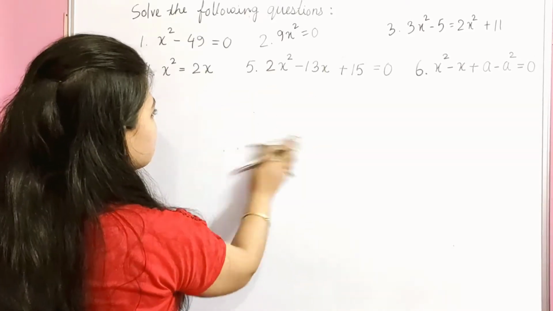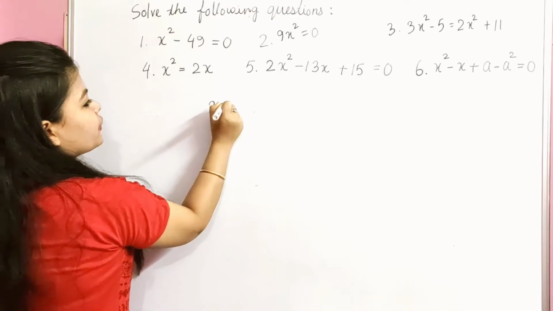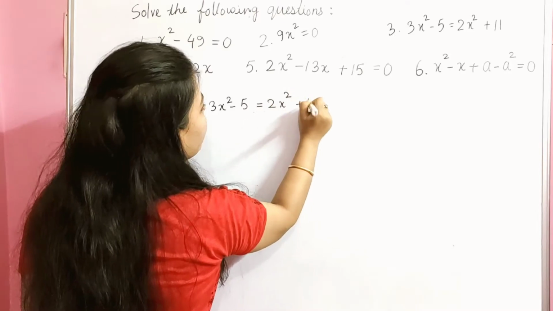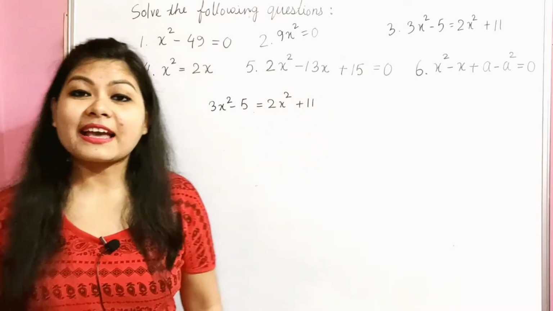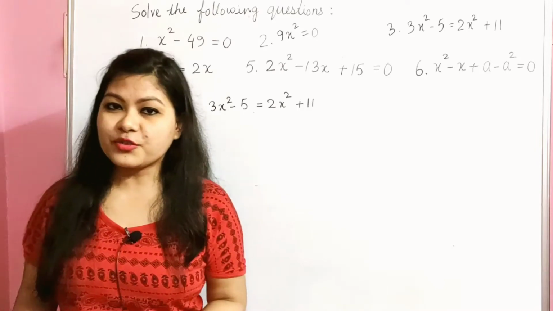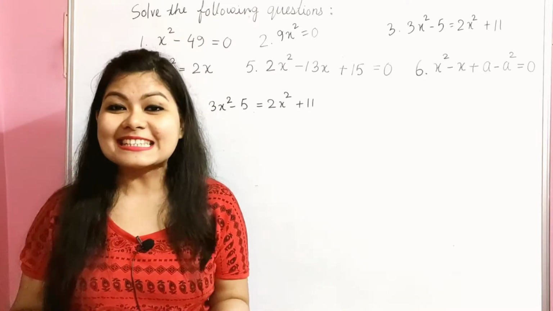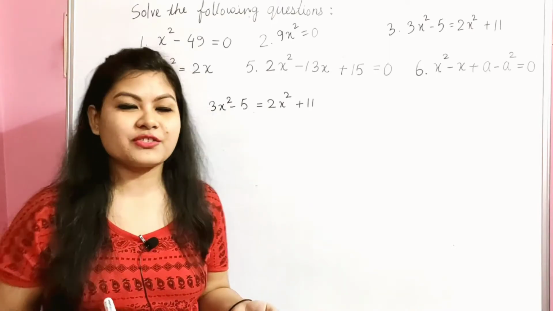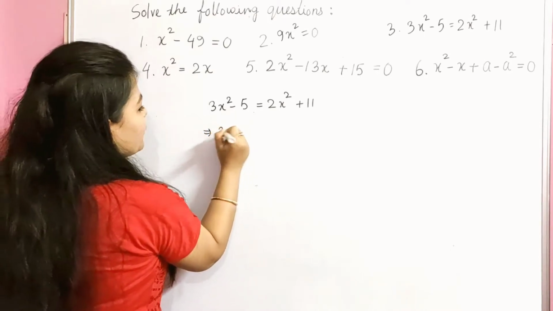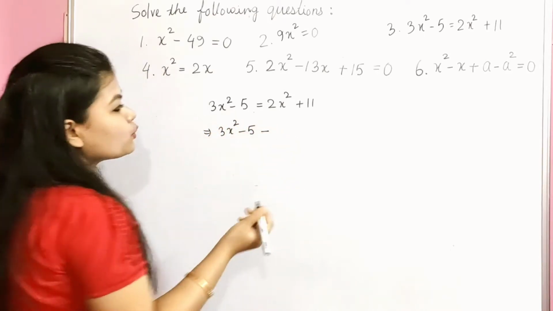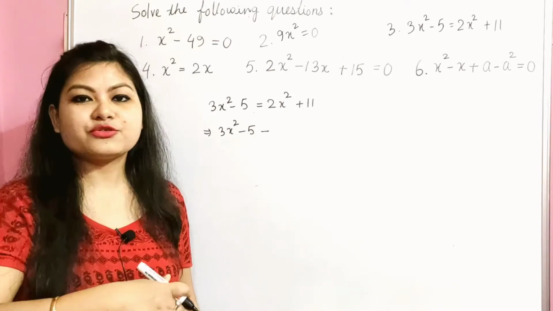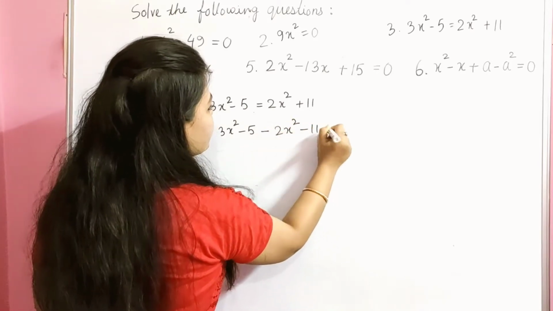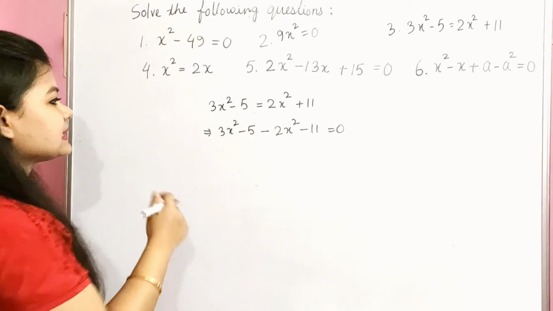The next question is 3x square minus 5 equal to 2x square plus 11. Here again it may look like a very difficult question, but actually it is a very easy question. First of all we will shift the value on the right hand side to the left hand side. So it becomes 3x square minus 5, and 2x square, a positive value, shifting to the left hand side becomes negative. So it becomes minus 2x square, and plus 11 becomes minus 11 on the left hand side.